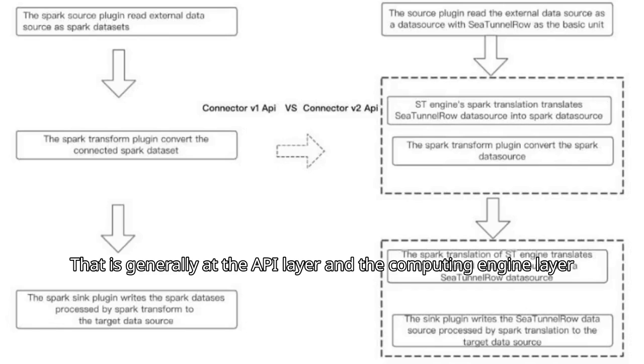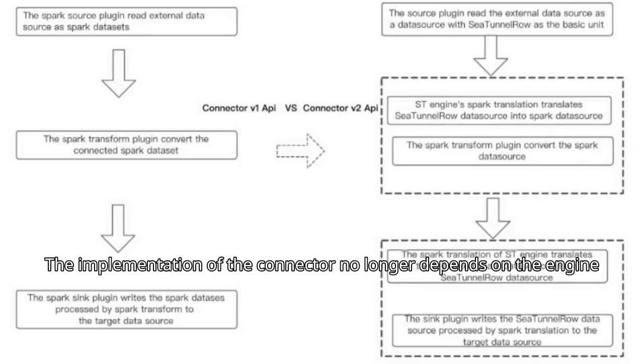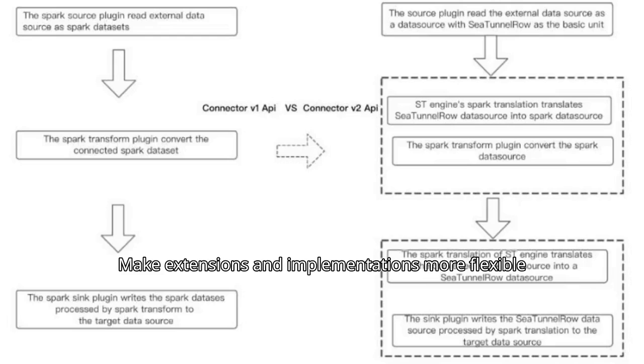Generally, at the API layer and the computing engine layer, the V2 release decouples the connector API from the engine. The implementation of the connector no longer depends on the engine, which makes extensions and implementations more flexible.